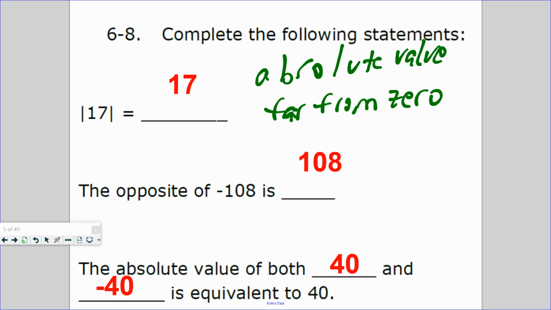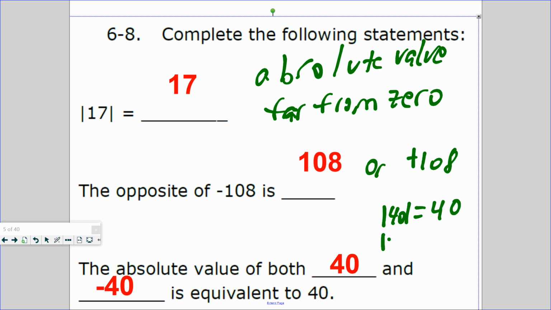What is the opposite of negative 108? 108 or positive 108. Next one, the absolute value of both what two numbers is equivalent to 40? So the absolute value of 40 is equal to 40. And the absolute value of negative 40 is also 40. So 40 and negative 40.